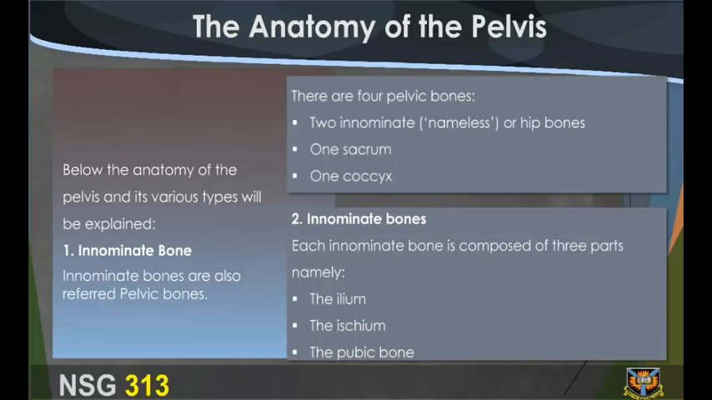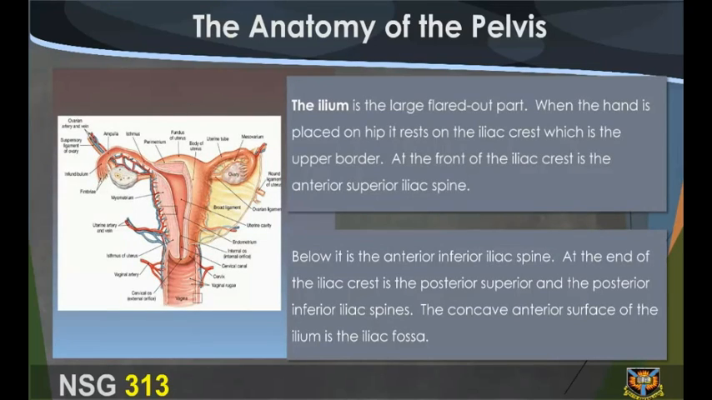1. Innominate bone. Innominate bones are also referred to as pelvic bones. There are 4 pelvic bones: 2 innominate, nameless or hip bones, 1 sacrum, and 1 coccyx. Each innominate bone is composed of 3 parts, namely the ilium, the ischium, and the pubic bone. The ilium is a large flared out part. When the hand is placed on it, it rests on the iliac crest, which is the upper border.